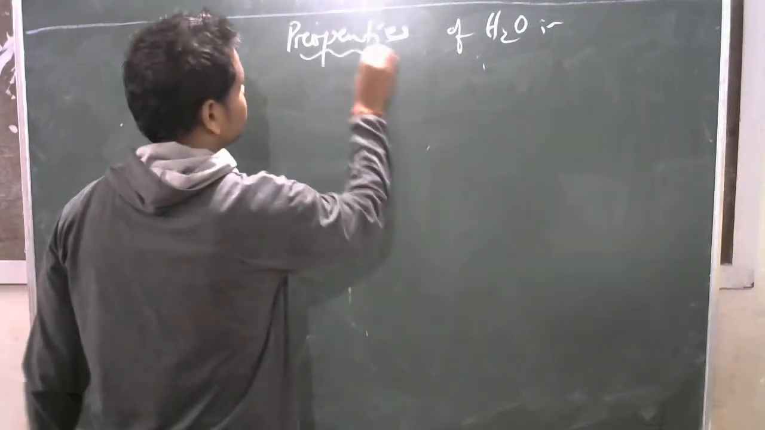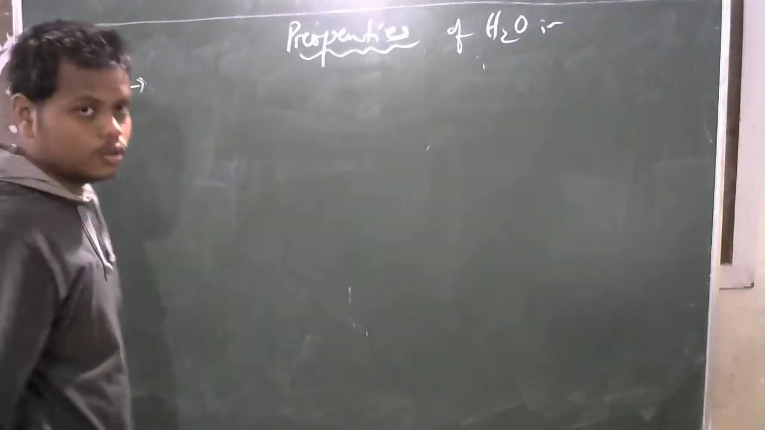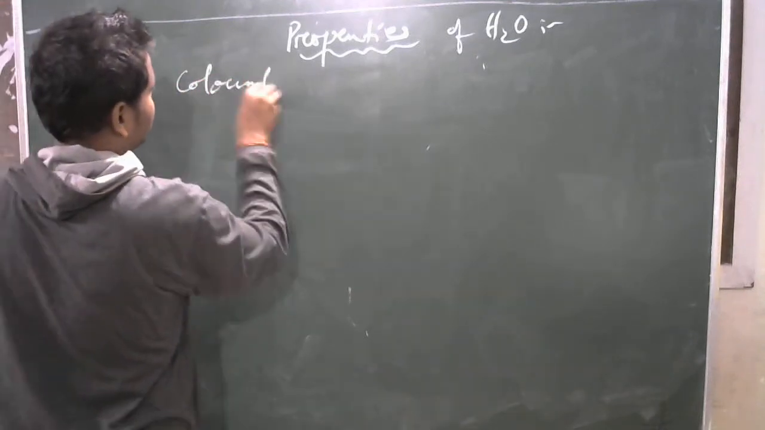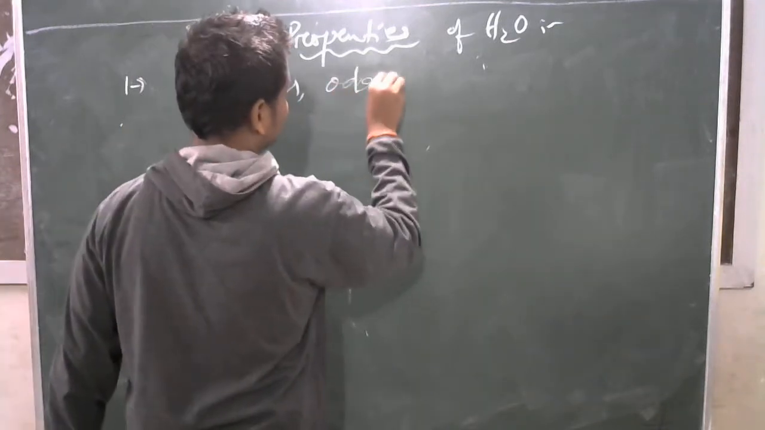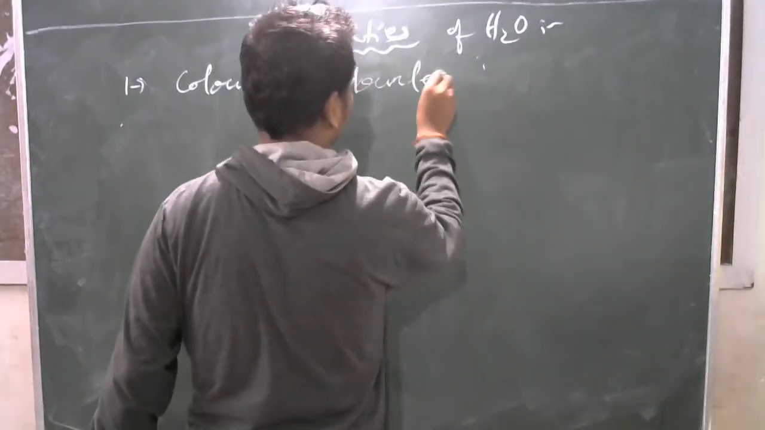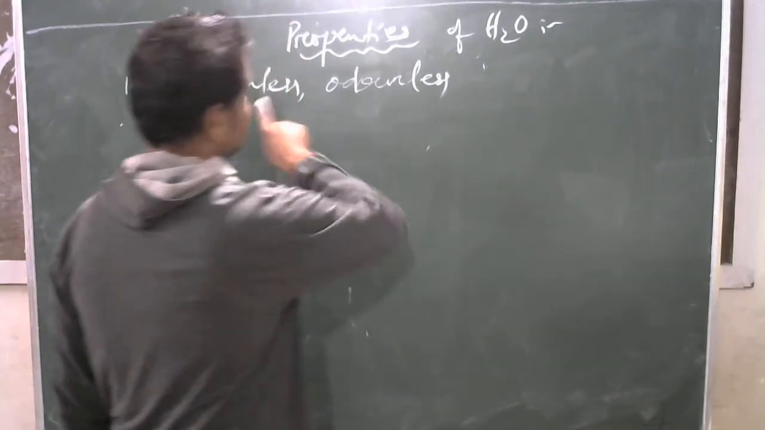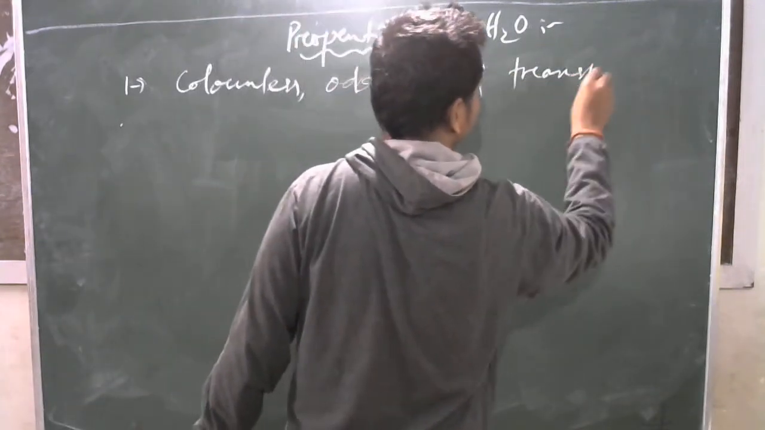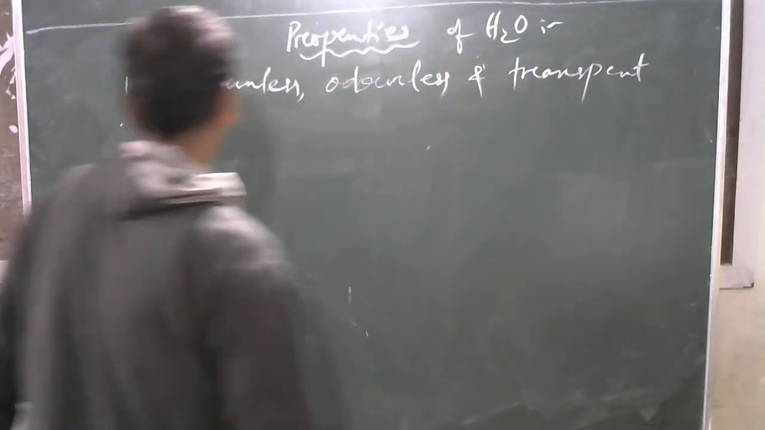Okay, properties of water. First, we know water is colorless, it does not have any color, odorless, that means it does not have any smell, colorless, odorless and transparent. Transparent means light can pass through it easily.